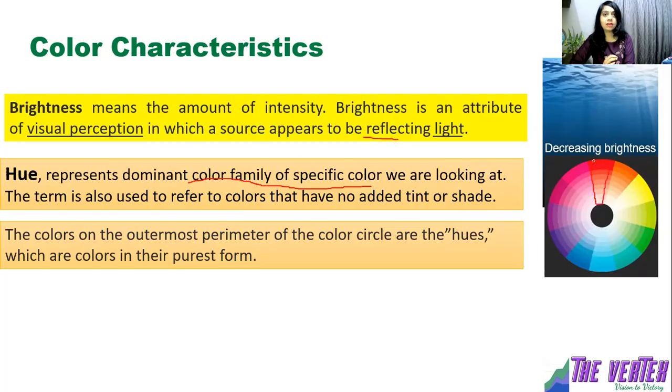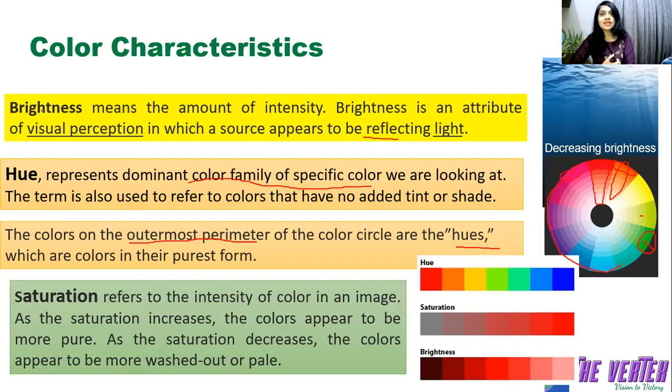If you say this is a red color family, wherein red is dominant on the outer circle, or you can see here this is a family of orange color. So the outermost color shows the dominance, or yellow color or green color family. So on the outermost perimeter you can see the dominance of a particular color family, and that is known as hue. So all the colors on the outermost perimeter of this color circle are hues, which are colors in their purest form.